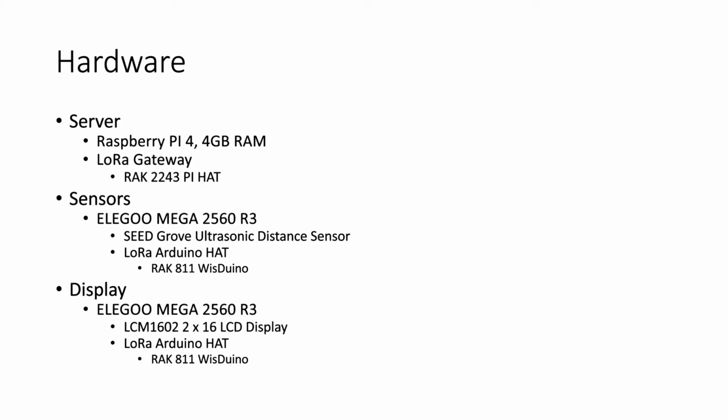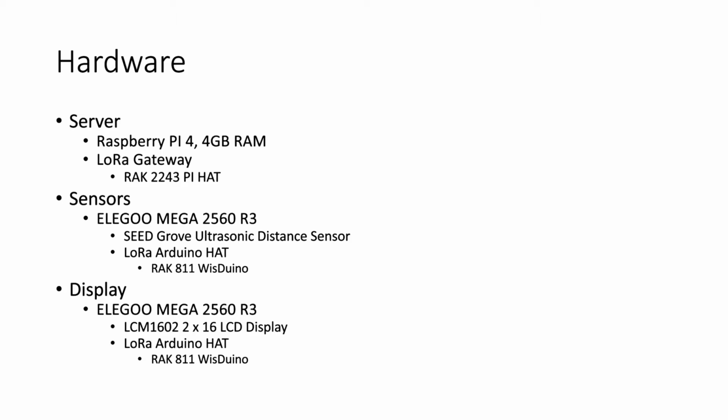So let's talk about some of the hardware involved in this. There is a Raspberry Pi 4 for the server. It is the 4GB model. It's the Raspberry Pi 4B. On that Raspberry Pi 4 is also the LoRa gateway, which is a RAK2243 Raspberry Pi hat.